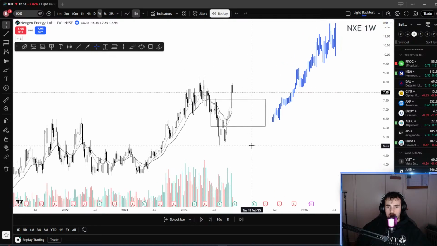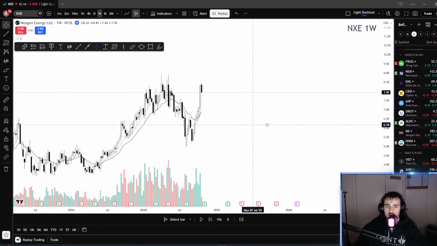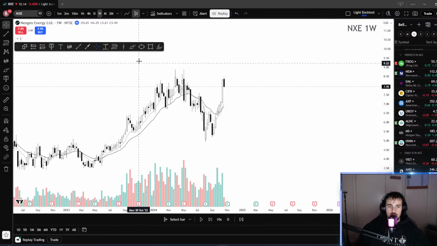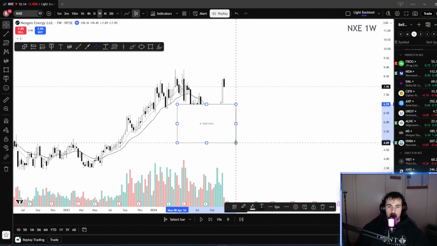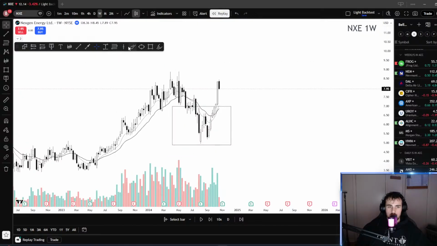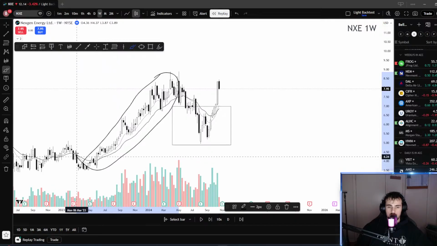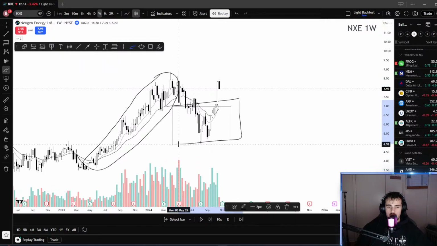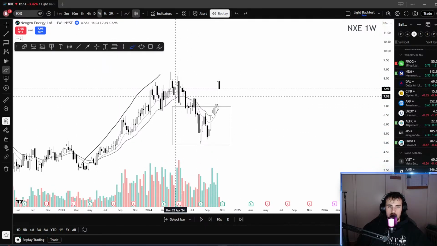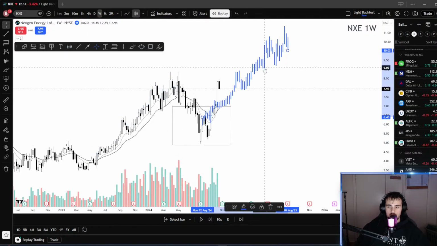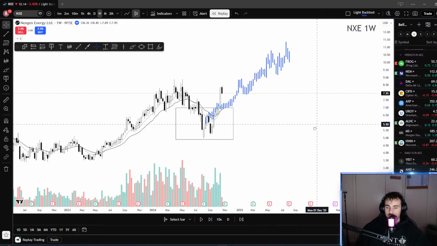Okay, so we get this break upwards here, meaning that the weekly has moved into accumulation. So we had that box that happened right there. We had the big up move, right? Created that untradeable action here. And now we expect this move to replicate itself over here, because that's how markets move.